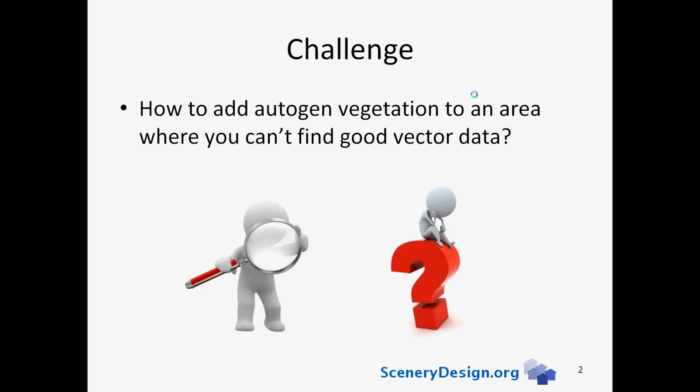This new feature was added because I was trying to create autogen for an area where I couldn't find good vector data of the vegetation. It's the Nantucket Island in the United States, and I used it as a test area to test some new scenProc features. And I made a photo scenery of that area, and I wanted to populate it with autogen. But I couldn't find good vector data with accurate vegetation and forest for the island. So what to do in that case? That's the challenge that led to this new feature of scenProc.